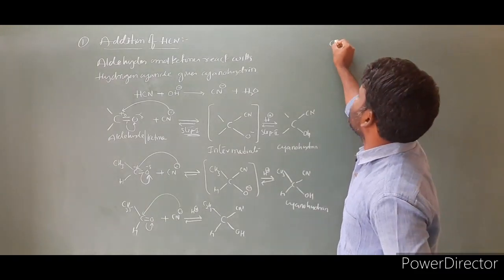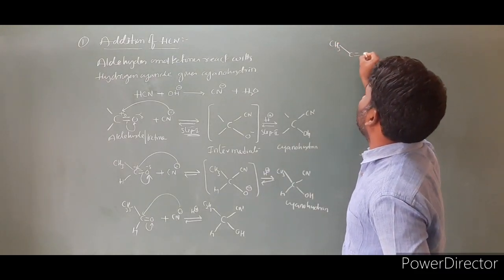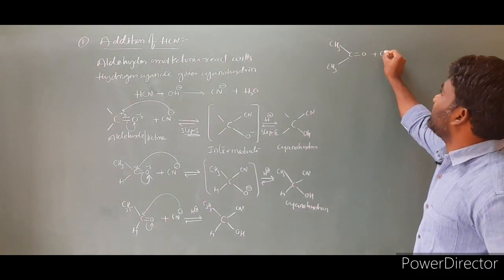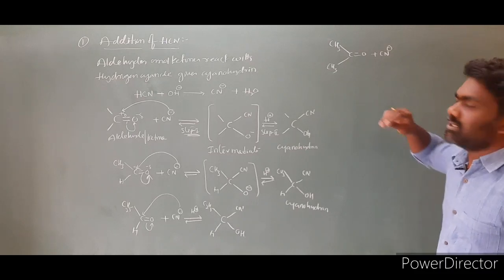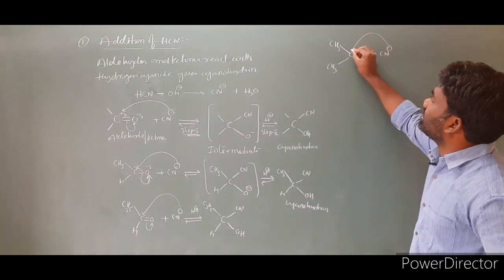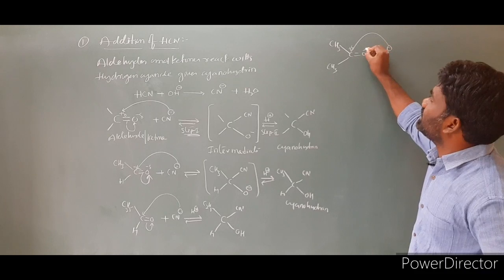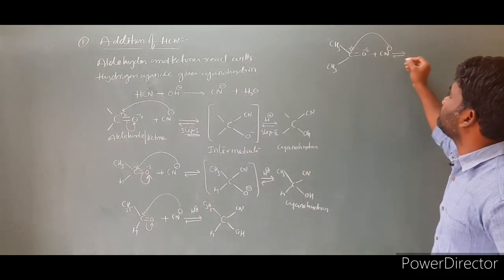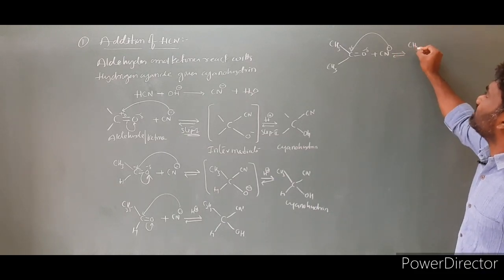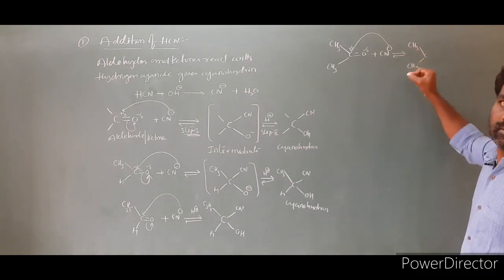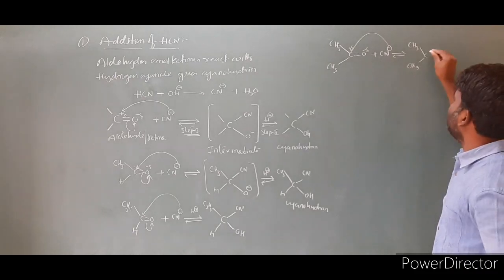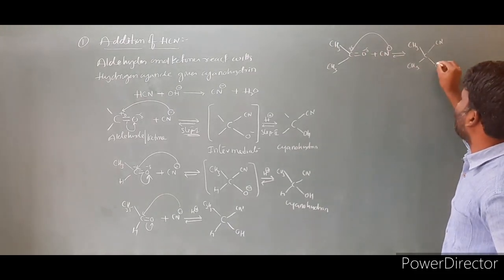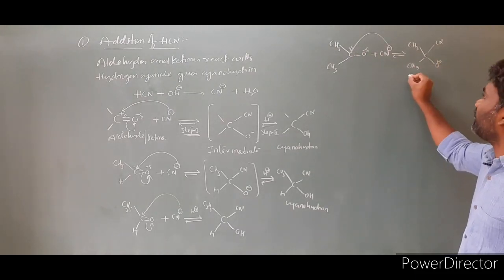I am taking CH3, C double bond O, CH3. This is a ketone. This ketone reacts with CN minus. Then this will attack this carbon. This is partially positive, this is partially negative. Then what is the product we can expect in this case? These groups remain the same, CH3, C, CH3, isn't it? Then CN is attacking this carbon, this will be O minus. This is the intermediate.